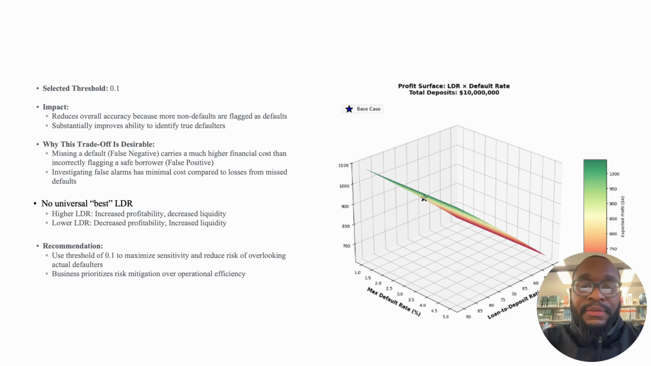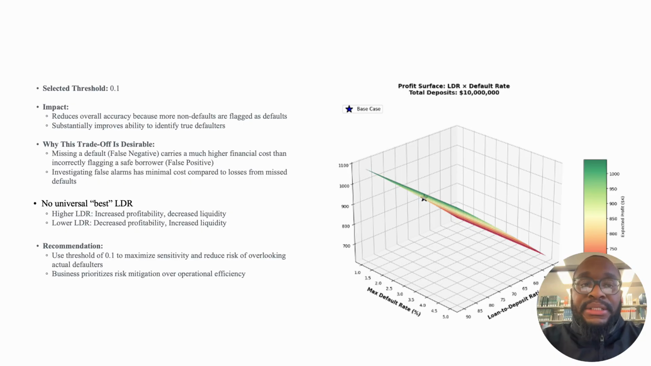So the integrated results of the prescriptive and predictive analysis show that selecting a threshold of 0.1 is desirable, although there's a reduced overall accuracy because more non-defaults are flagged as defaults. The model's ability to identify true defaulters is increased. So why are we comfortable with this trade-off, you may ask? That's because investigating false claims has a minimal cost or loss compared to missing a default.